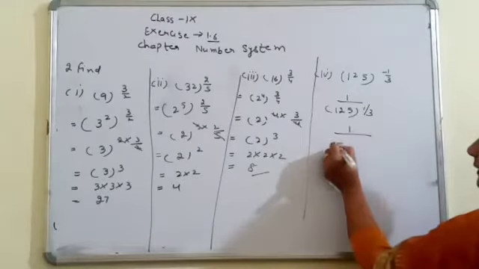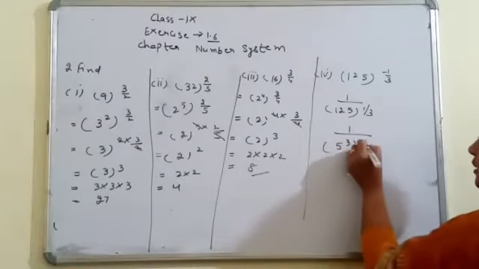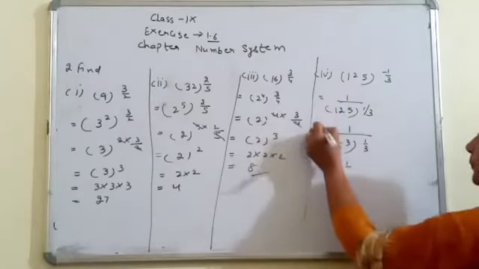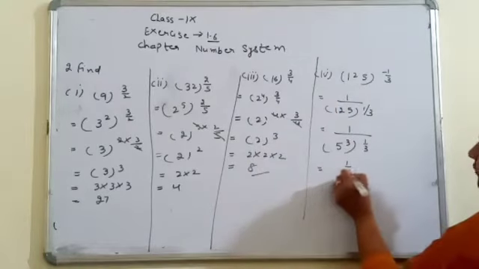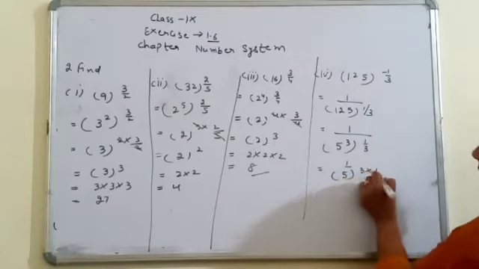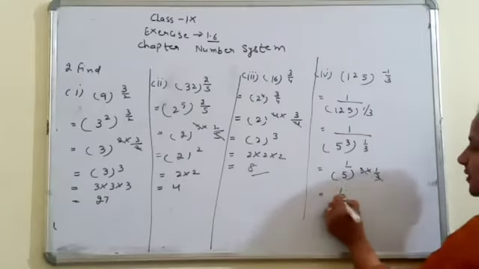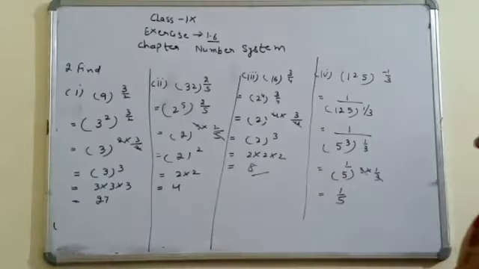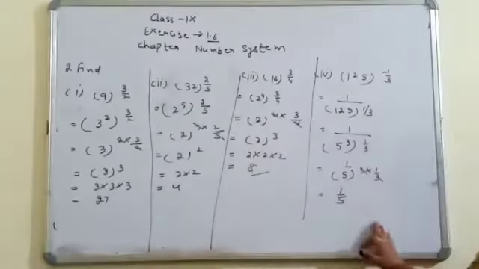125 we can write it as 5 power 3, into 1 by 3. 3 is cancelled by 3. The result is 5 here. Now this is the result for all 4 parts of question 2.